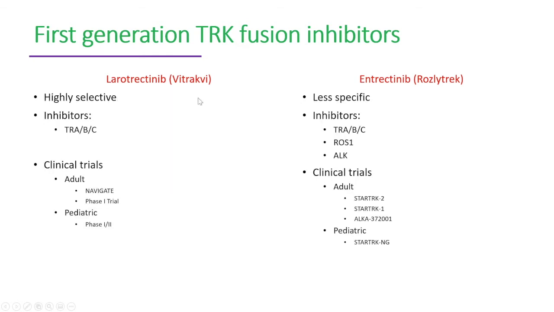is coming soon. So Larotrectinib is highly selective. It inhibits the TRK fusion, and it's tested in 3 early phase trials, and it's approved from these trials. Entrectinib is less specific, though it inhibits the TRK and the ROS1 and ALK receptors. So it's highly suggested even from the preclinical trial to be used in lung cancer. And it was tested in 3 adult trials and 1 pediatric trial.